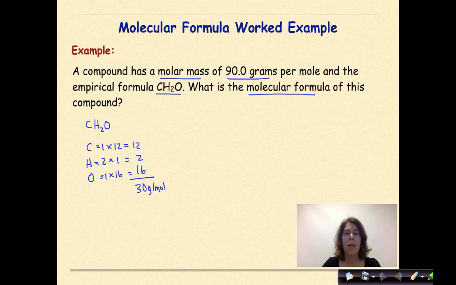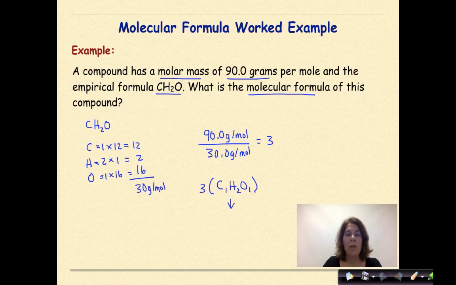Then what we're going to do is take our molar mass of 90 grams per mole that was given to us and divide that by 30 grams per mole. And when we work that out, we get the number 3. So our empirical formula was C1H2O1. The ones are assumed. We're going to multiply all of those subscripts by 3. And our molecular formula now is going to be C3H6O3. And that's an example of how to find the molecular formula when given the empirical formula and the molar mass of the molecular formula.